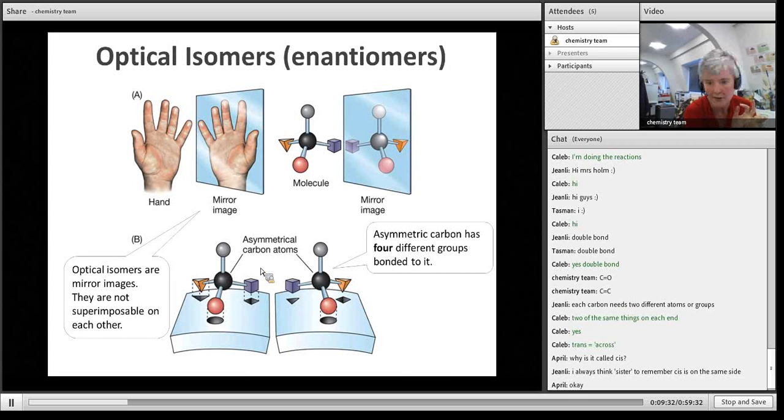Now, optical isomers also have the same molecular formula, the same connectivity. So on this carbon atom, I've got a round thing and a square thing and a red thing and an orange triangle all connected, and I have the same thing over here. This carbon has also got a hydrogen and a red thing and a triangle and a purple. So it's got the same connectivity, which was the same requirement that we had for geometric isomers. So that's why they're both stereoisomers.